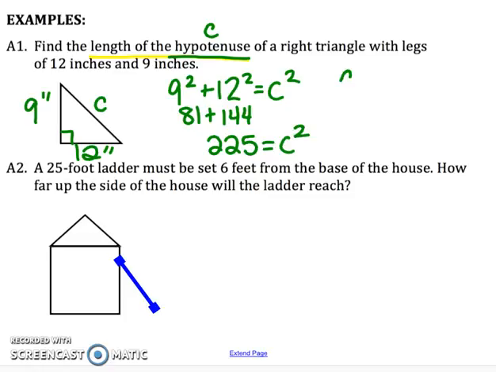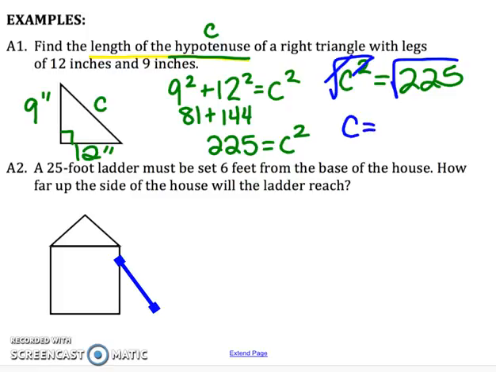Now, to get C instead of C squared, I need to take the square root of both sides, because the square root and the square will cancel, leaving me the value of C. The square root of 225 is 15. So my hypotenuse is 15 inches. And I found that by using the Pythagorean theorem.